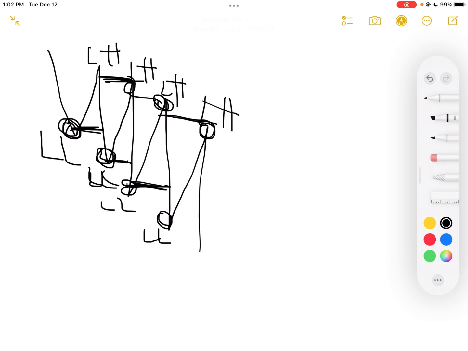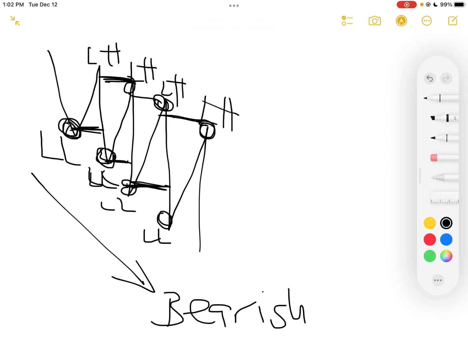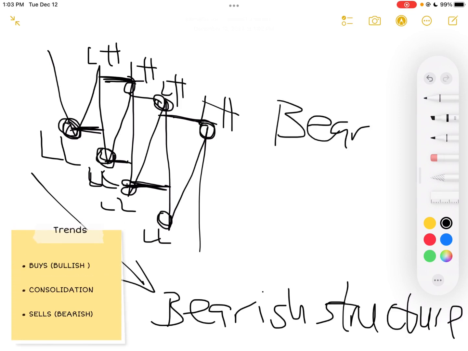You always see this in the bearish market. This is the bearish structure, and you can also screenshot this if you want. The bears are sells. When the market is bearish, it's for sellers, it sells.